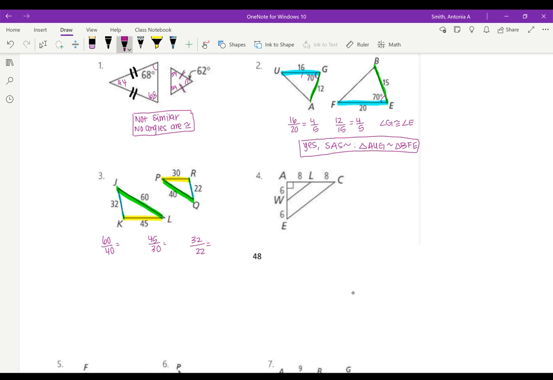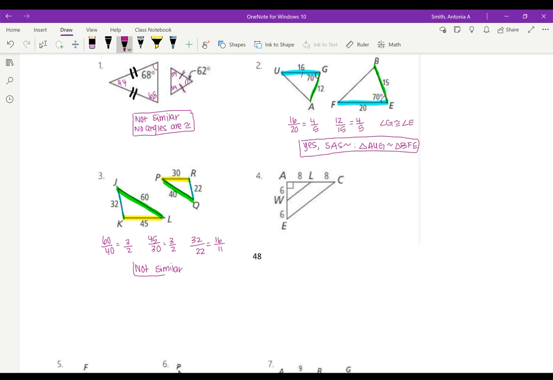Well, dividing 60 and 40, I can divide those both by 20, and I end up with 3/2. 45 and 30, I can divide them both by 15, and I get 3/2. And then 32 and 22, I can divide them both by 2, and when I do that, I end up with 16 over 11. That's the smallest I can make that fraction. So these are not the same.